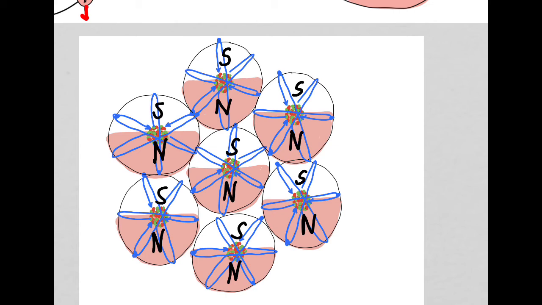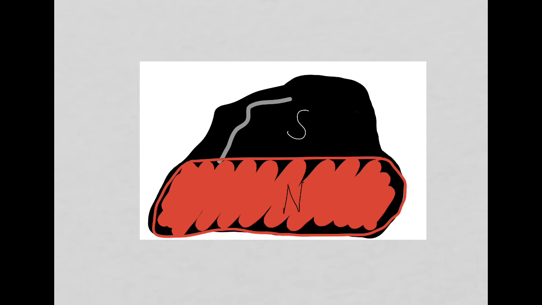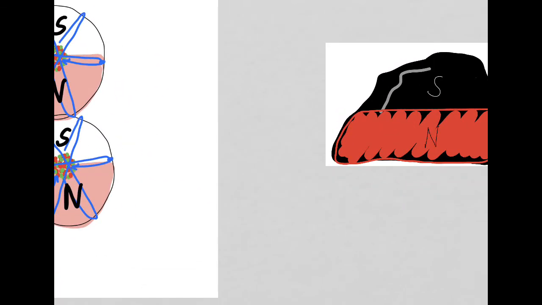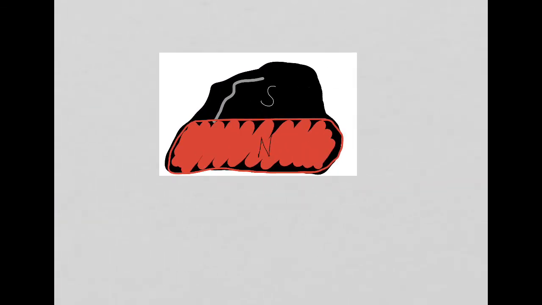So in a magnetic material, all of these magnetic domains are oriented in the same way. If all of the atoms are oriented in the same way, that means that our overall big piece of iron, all of the atoms inside are oriented like this, with north pole facing down. That means that all of the north poles are facing down, so it makes the iron magnetic.